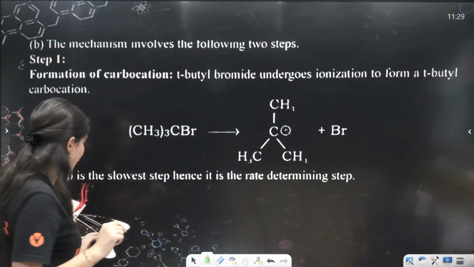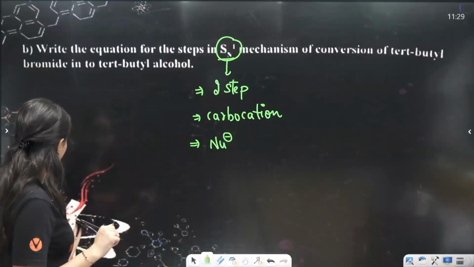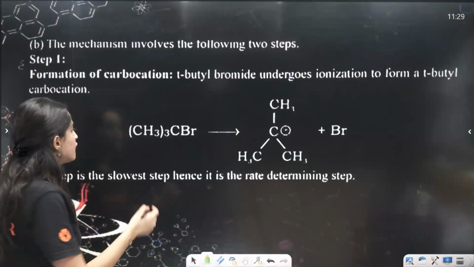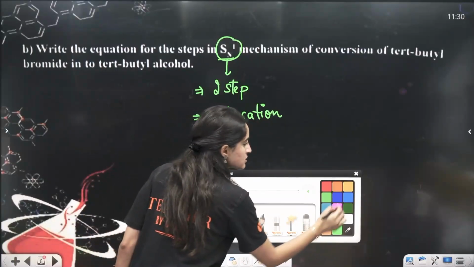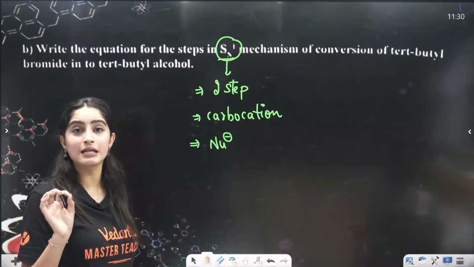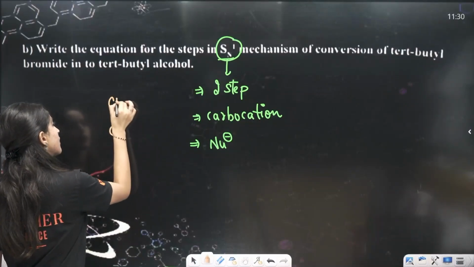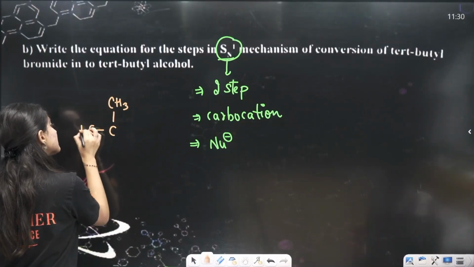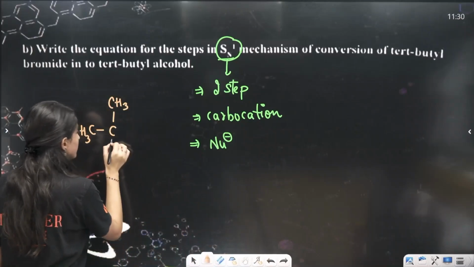See, they are saying that you have tert butyl bromide. Okay, what is tert butyl? When the carbon is connected, see what is tert butyl? Tert butyl is basically this thing. When the carbon is connected to 3 methyl groups, right? And that carbon only is connected to the bromine.